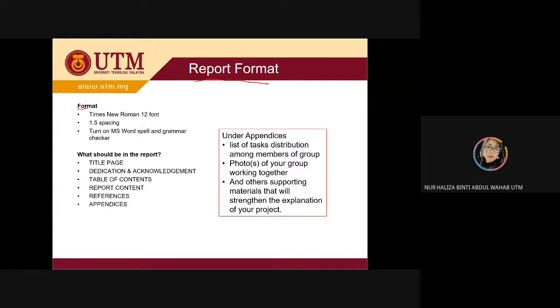The format of your report, you need to use Times New Roman 12 font, 1.5 spacing, turn on your MS Word spell and grammar checker, of course. Then what you should have: title page, acknowledgement, table of contents, report content, whatever you are doing in your project, reference, and appendix. Appendix is mostly where you put all the pictures, and if you have extra references, you can also put them in your appendices.